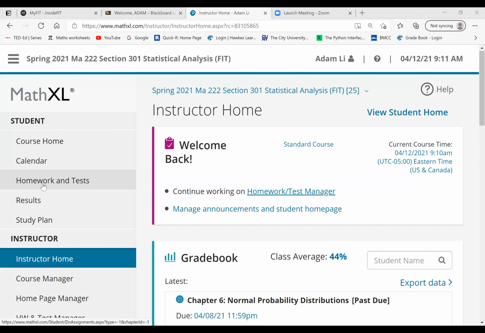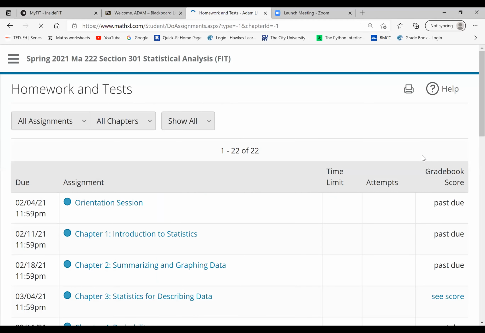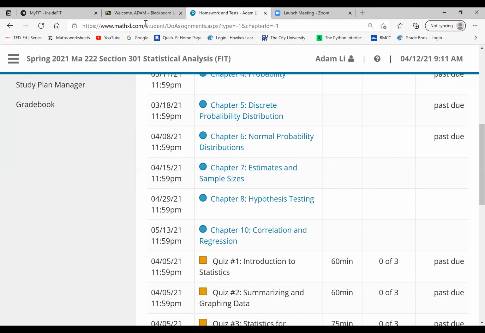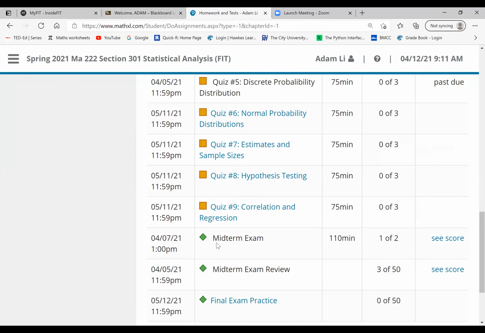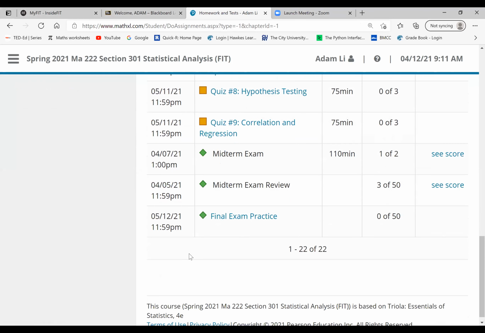Now you can easily find it. When you log into the homework system, you'll be able to see all those quizzes being extended, May 11th. And you're taking the final exam on May 12th. That will be the plan. All right, any question on the final and any other concern?